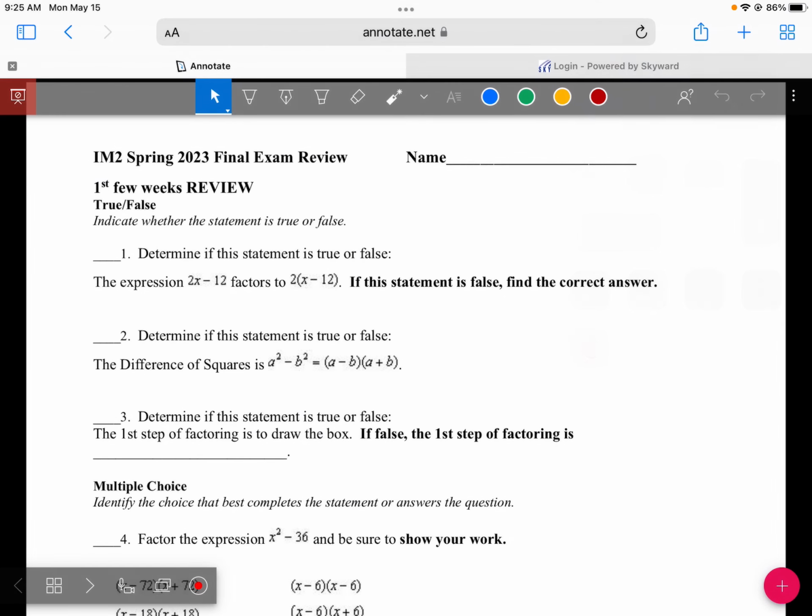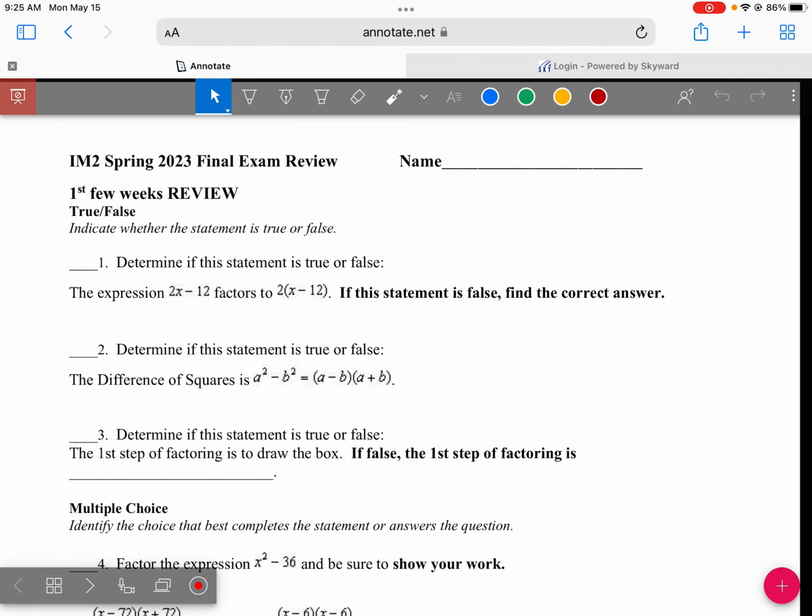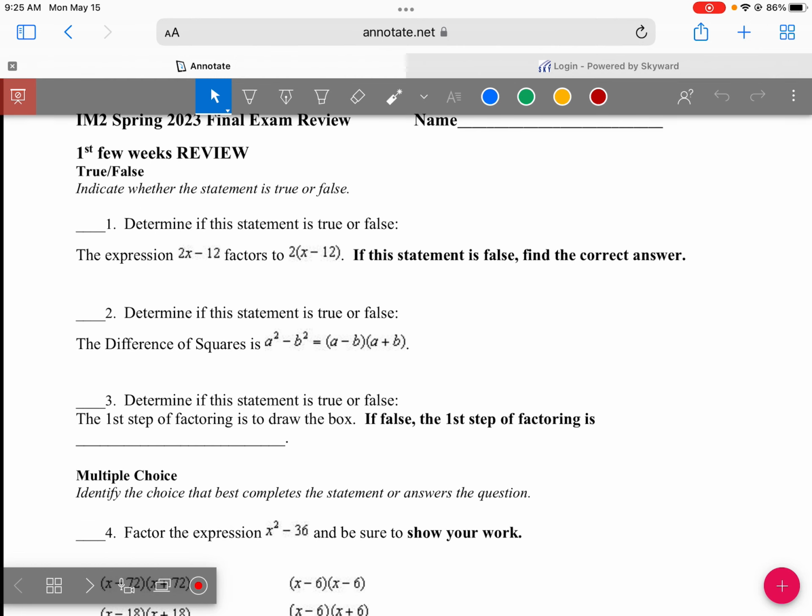Okay, so what do we have questions on? Nia? Number one. Hey, if you're going to start, number one is a good place to start. William, please put that away. No. So it says, determine if this statement is true or false. The expression 2x minus 12, does that factor to 2 times the quantity x minus 12?